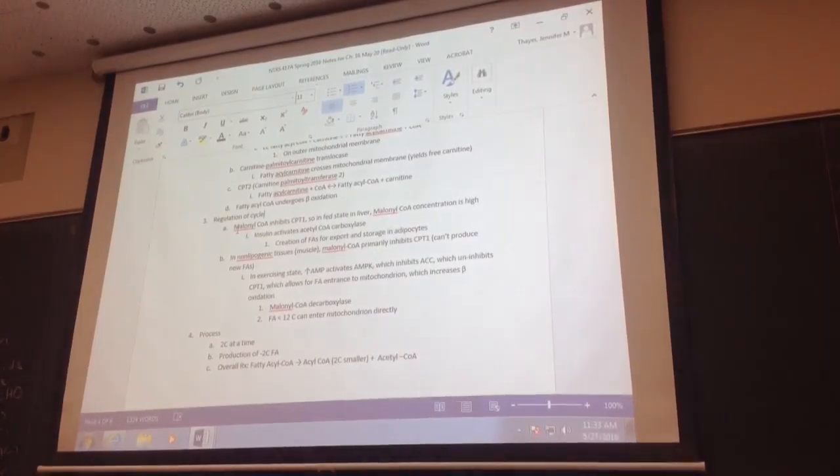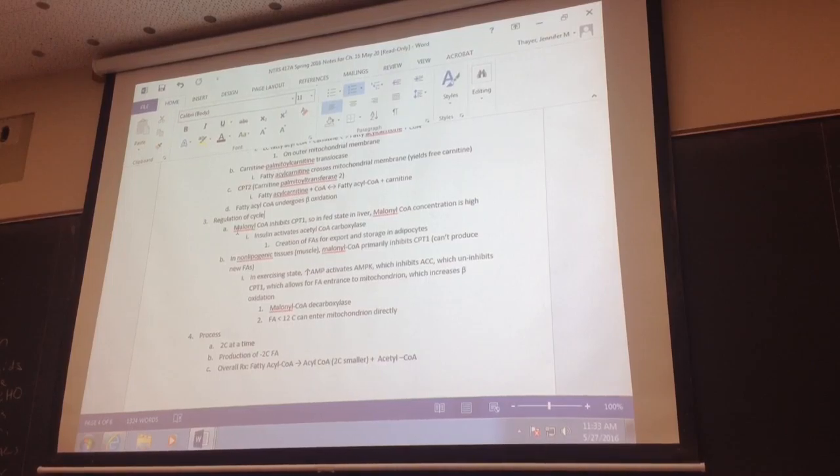begun for fatty acids. What does this mean? Right? Are you in the fed state? Are you in the fasting state? If you build up a lot of malonyl-CoA because you are running a lot of synthesis, are you going to simultaneously want to run oxidation?